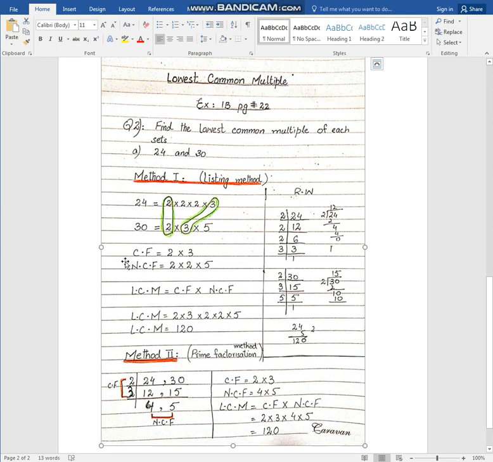This is the difference between the HCF and the LCM. Only to find the HCF, only the multiplication of common factors. We will just write the formula: multiplication of common factors, and to find the LCM the formula is common factor will multiply by non-common factors. Clear? Listing method is done.